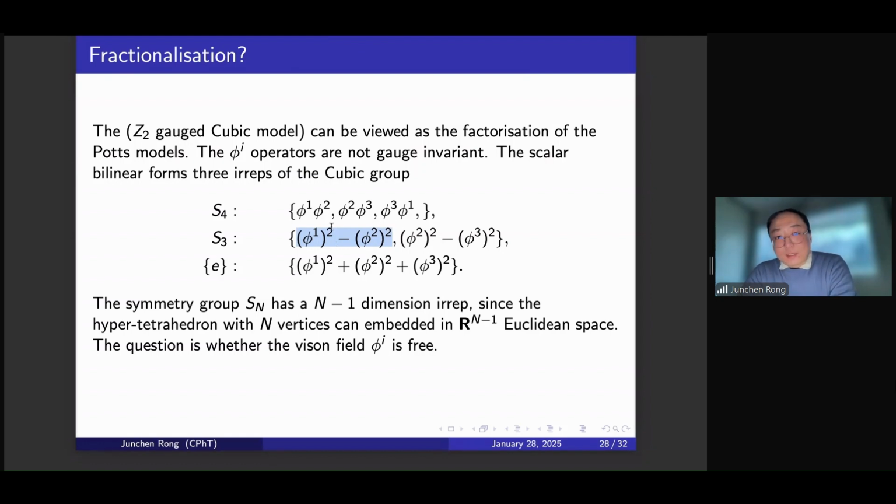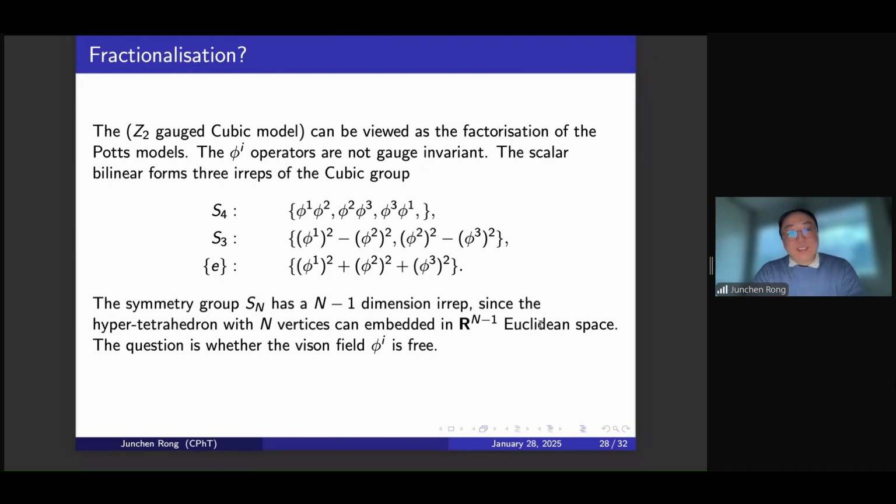So this is another irreducible representation. The third one is basically the singlet. Okay. This is a 2-dimensional representation. This is a 3-dimensional representation. This is what F4 acts on. This is what S3 acts on, because Sn has an n-1 dimensional irreducible representation. This is because a hypertetrahedron with n vertices can be embedded into an R^(n-1) Euclidean space.